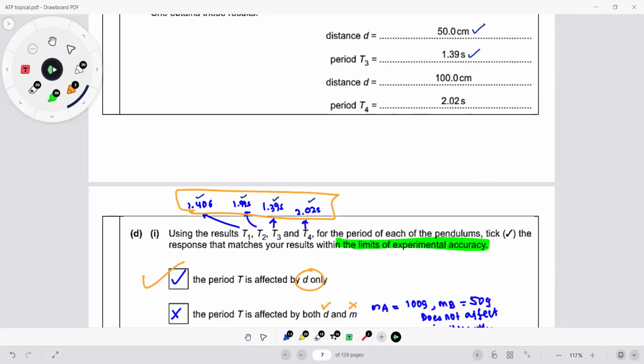Because जब डिस्टेंस 50 सेंटीमीटर होता था तो time taken for 20 complete oscillations was 28.12 seconds, and when it went up to 100 centimeters, the time changed significantly. 28.12 से 39.8 पे जाने में आप एक्सपेरिमेंटल एक्यूरेसी के बाहर हैं. जहां आप एक्सपेरिमेंटल एक्यूरेसी के बाहर गए, इसका मतलब है कि वो फैक्टर अफेक्ट कर रहा होगा टाइम टेकन.